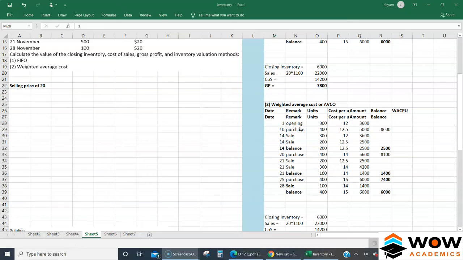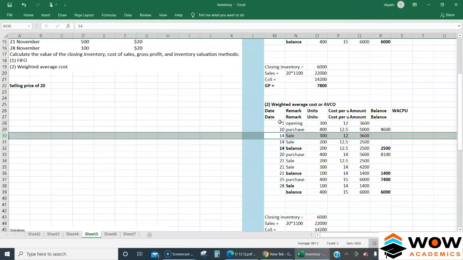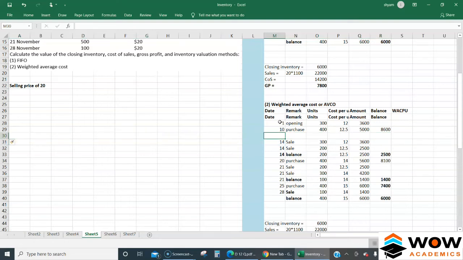Okay, so every time we purchase we have to rebalance, right? We have to rebalance, so we will do that. Okay, so totally we have how many units? We have 700 units, and totally we have 8,600 worth of assets.